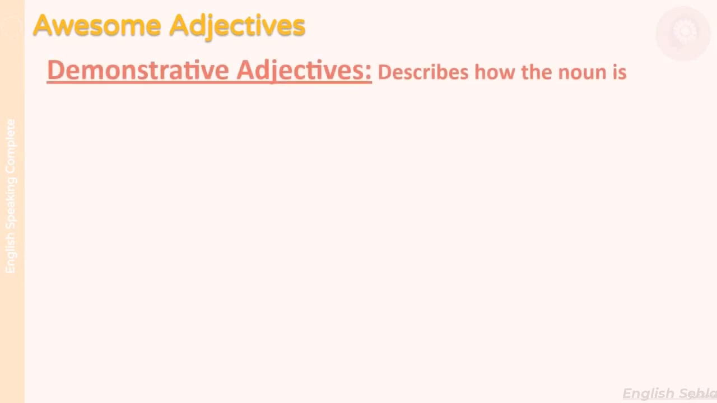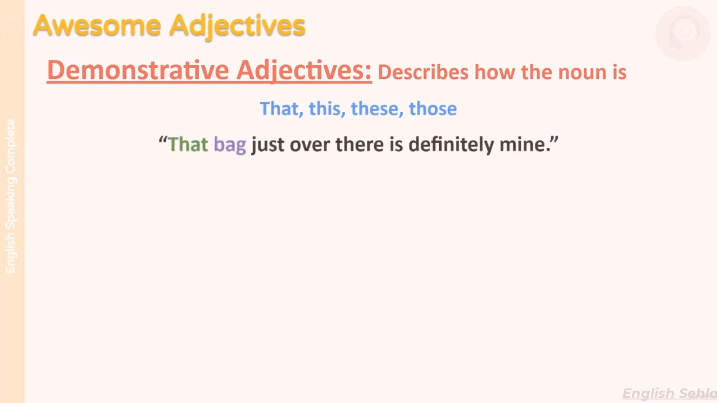Okay, let's move on, and we're now going to see demonstrative adjectives. And this really describes how the noun is. That, this, these, and those. That bag just over there is definitely mine.